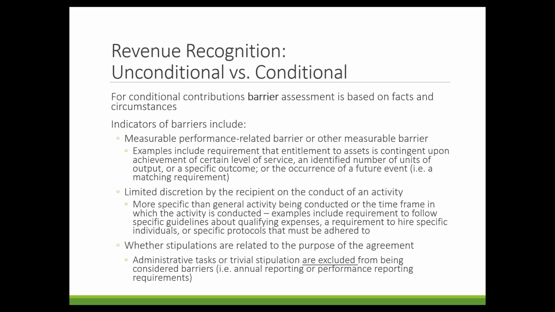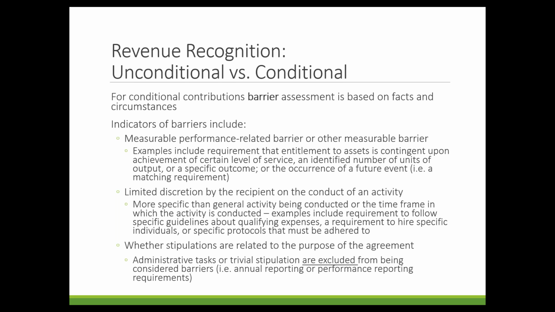So, how do we determine whether an agreement contains a barrier? Indicators of barriers include the inclusion of a measurable performance-related barrier. For example, a requirement that indicates that a recipient's entitlement to transferred assets is contingent upon the achievement of a certain level of service, such as 1,000 meals per week for a soup kitchen, or a stipulation that the recipient is entitled to the assets only upon the occurrence of an identified event, such as a matching requirement, which we see quite often.